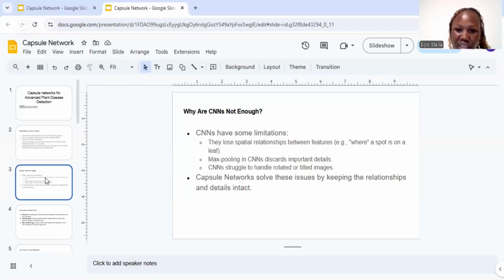Another thing is the max pooling in CNNs. They discard important details during pooling, and they struggle with rotated or angled images. Because for the capsules, no matter what angle you put the image, it can still detect the diseases. But for the CNNs, they still have some issues with the angles. Capsule networks keep all these details intact, making them more reliable than the CNNs.